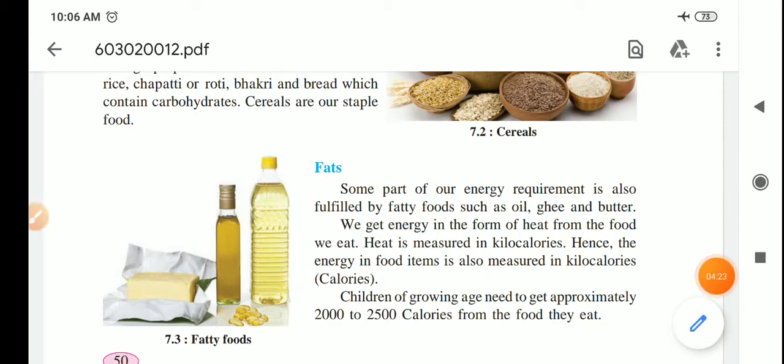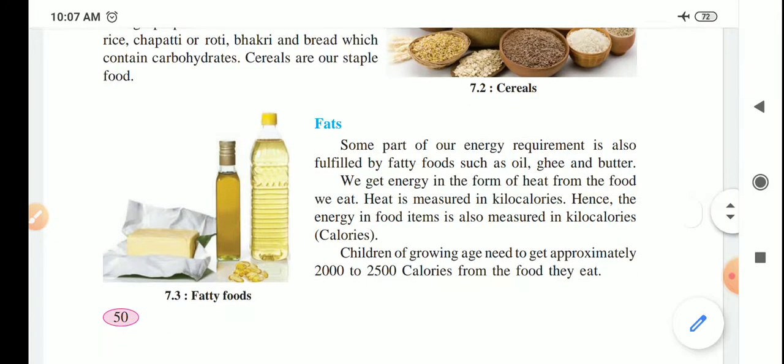So how much food do we need to eat so that our daily need of energy will be fulfilled? Children of growing age need to get approximately 2000 to 2500 calories from the food they eat. Sports persons also, those who play various sports such as kusti, boxing, like wrestling. Kusti is nothing but wrestling. These types of sports also require that the sports person should eat an adequate amount of various food items so that their energy needs are fulfilled. This is all about the fats.